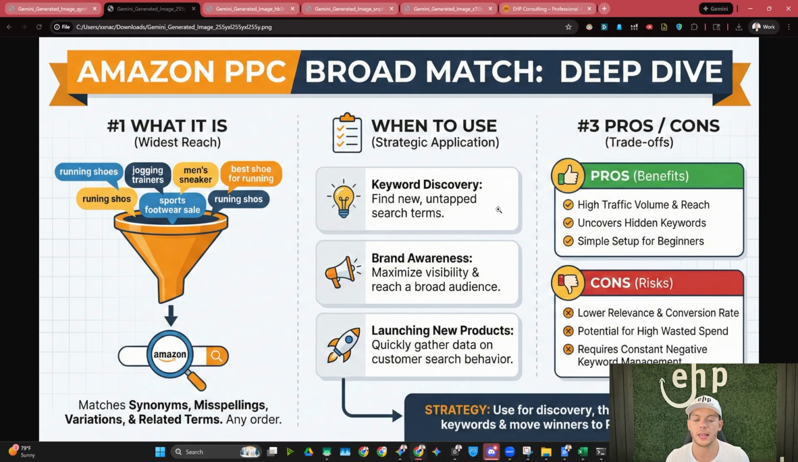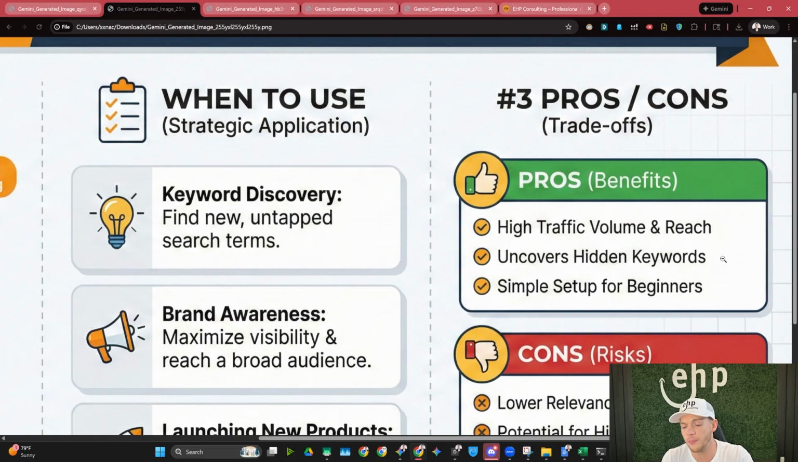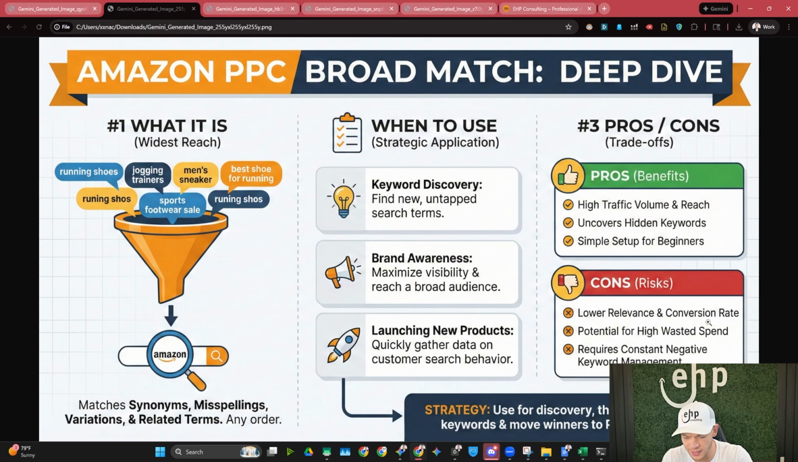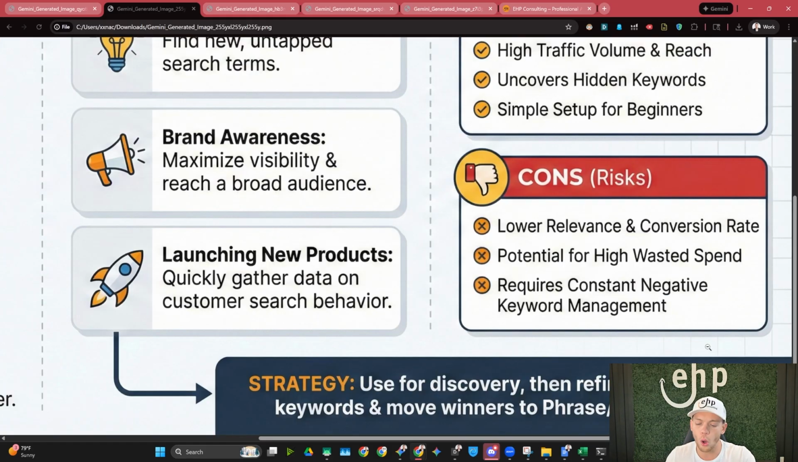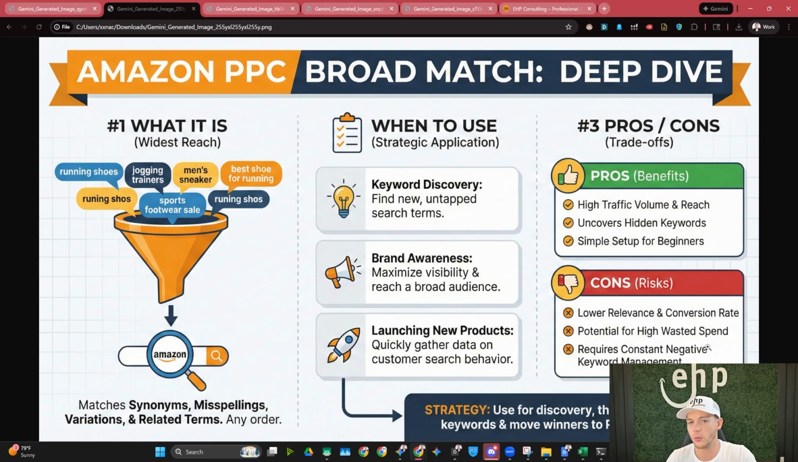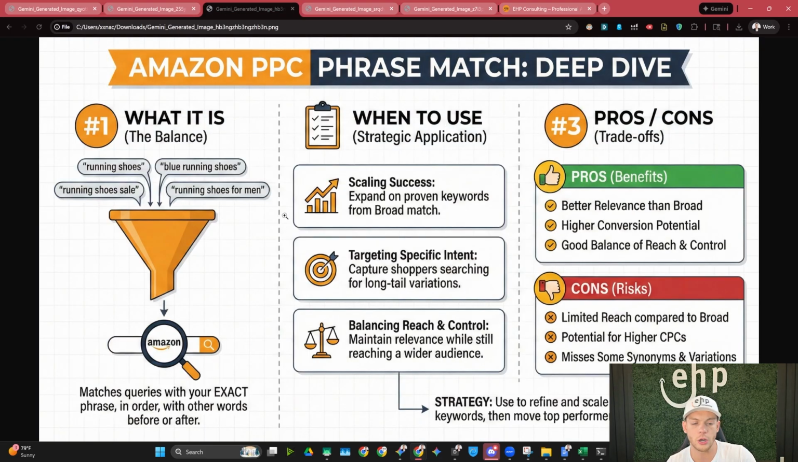When you're going to use it is when you're doing keyword discovery. You're trying to find new keywords. You're trying to get seen. You're launching a new product, and with a new product you don't really know what keywords work. So you're going to launch a new product using broad match. There are pros and cons. You get tons of traffic, hidden keywords, and it's simple, super easy. But the con is that long term, it might not be the best play, because you keep targeting all these random keywords and it gets to the point where you're like, we're kind of targeting the same keywords over and over again. So what are we going to do now?